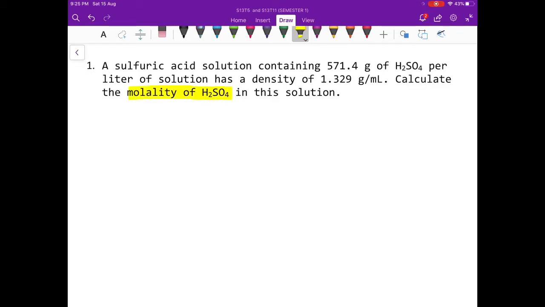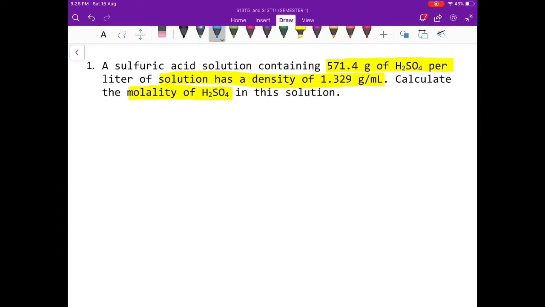Alright, so as I mentioned previously, concentration of solution can be expressed in 5 different ways. The first one is molarity, the second one is molality. The symbol for molality is small letter m. So what is the information given? We are given the solution contains 571.4 gram per liter, and the solution has a density. This is another piece of information. So first we need to write the information given.